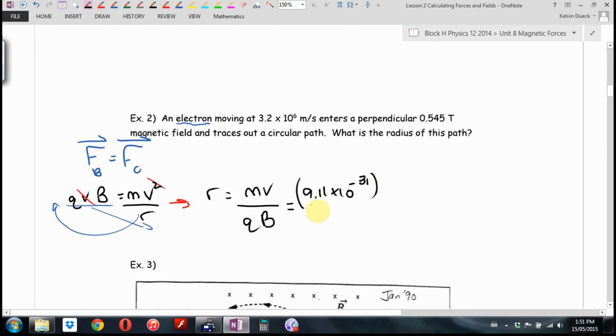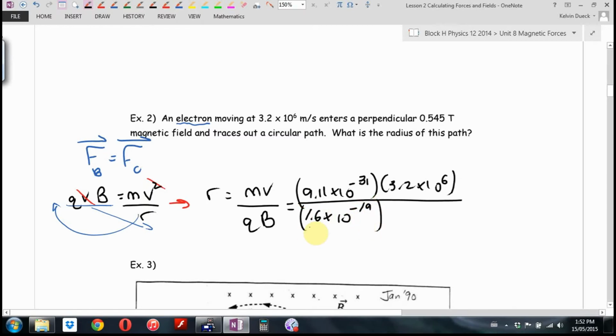V, speed, not voltage, because no wings. 3.2 times 10 to the 6th. Yes? Over Q. It's an electron. And you guys are cluing in when I say that. I'm saying, it's on your sheet. Make sure you use the right value. 1.6 times 10 to the negative 19. Yes?